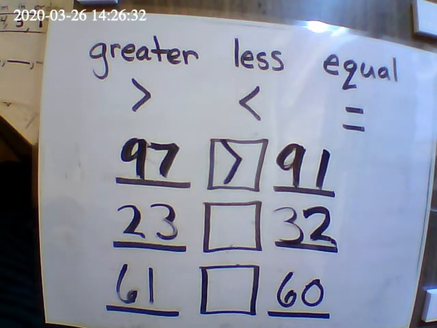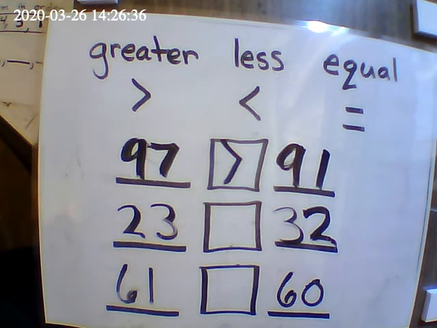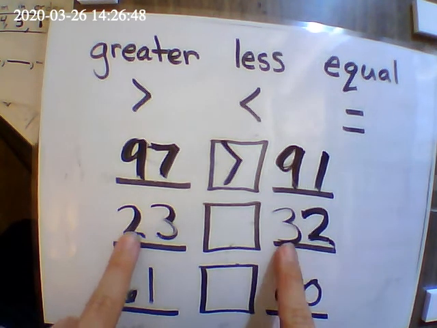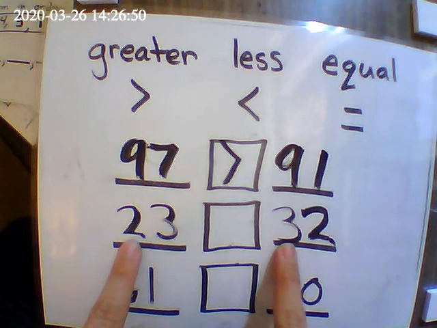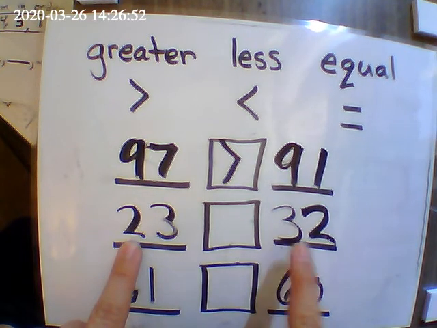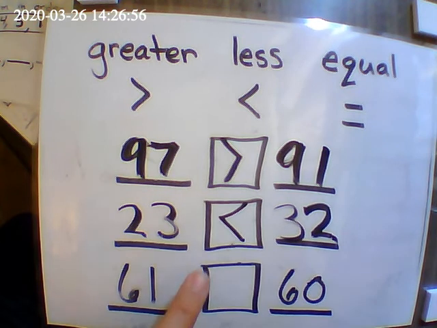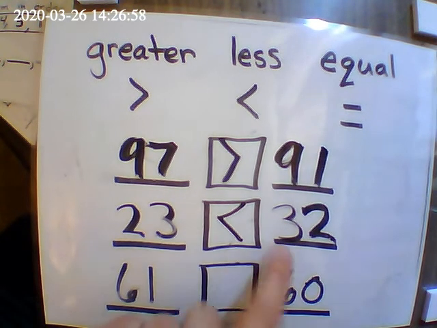See if you can do the next two, or you can pause the video. Okay, so I'm going to go through this quick. We have 23 and 32. 2 tens in 23, 3 tens in 32. There are more 10s in 32. So 23 is less than 32.